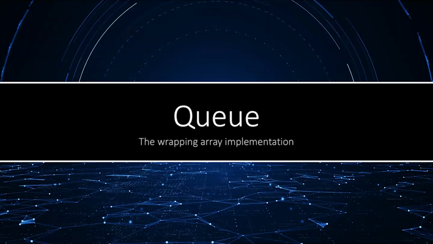Today, we're going to learn how to create our own queue using the wrapping array implementation. Hello, I'm James Helfrich. There are many ways to implement the queue. The way the standard template library does it is with a container adapter. However, a simpler way to do that is with a wrapping array. This video will demonstrate how the wrapping array implementation works.